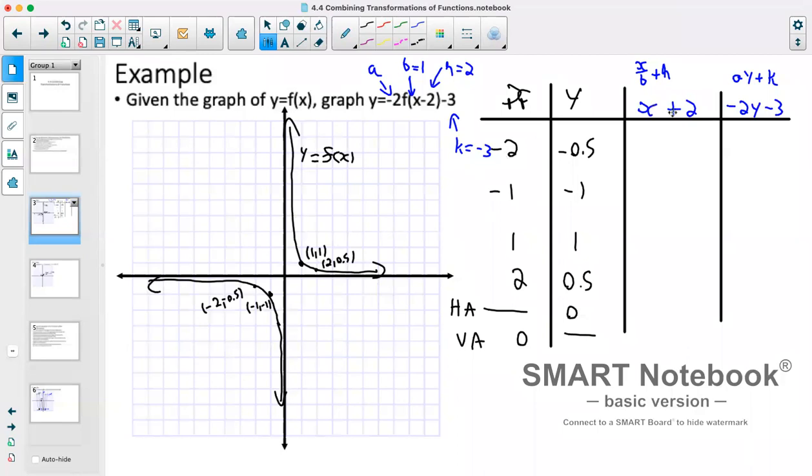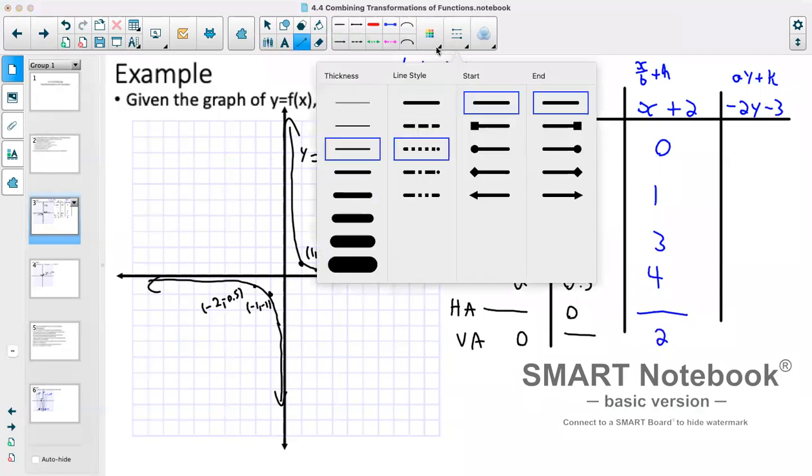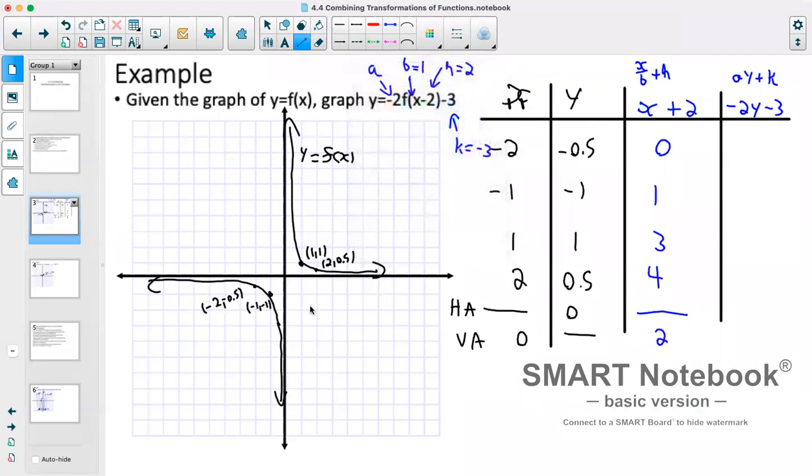So take our x values, figure out our new ones. So we had negative 2 plus 2 is 0. Negative 1 plus 2 is 1. 1 plus 2 is 3. 2 plus 2 is 4. The horizontal asymptote we weren't worried about. For the vertical one, we've got 0 plus 2, so that's going to be 2. So I might as well draw in that vertical asymptote now and label it. So we have a vertical asymptote at x equals 2.